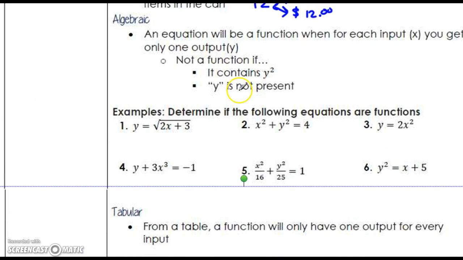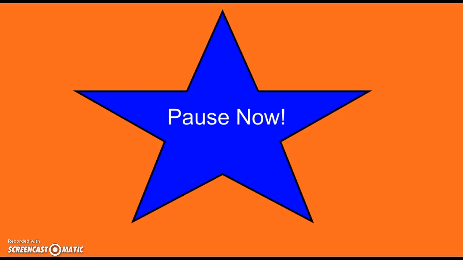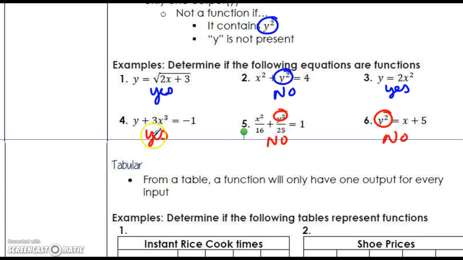Let's talk about algebraic. Basically, it just can't have a y squared or no y. So this one has a y and no y squared. So yes, a radical is okay. Here, uh-oh, no. Here, there's a y, so yes. Try those last three on your own. Pause and check when you're ready. Yes for number 4, no for number 5, no for number 6.